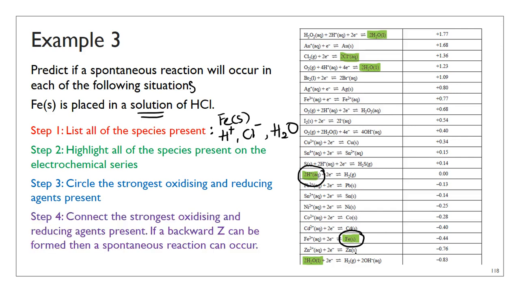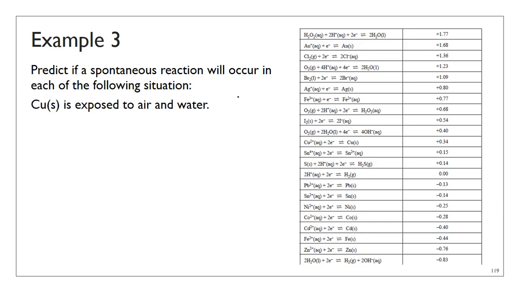And step four is to connect the strongest oxidizing and reducing agent present, to see if a backward Z can be formed. Now, a backward Z means that if I just continue going this way, you're going to get your backward Z. Or you can just see if there is a negative gradient, then a spontaneous reaction can occur. And because I can achieve that here, the answer is yes, there is a spontaneous reaction. Okay, so that's the first example. Let's move on to another one.